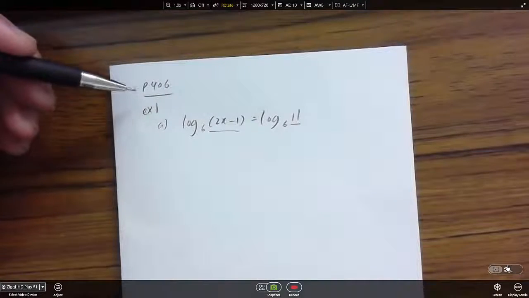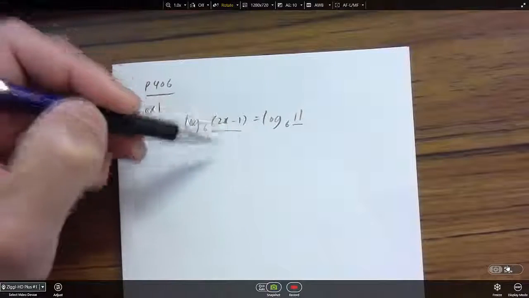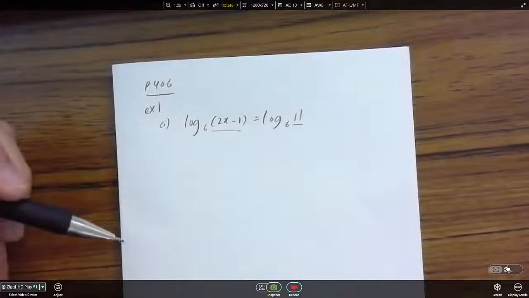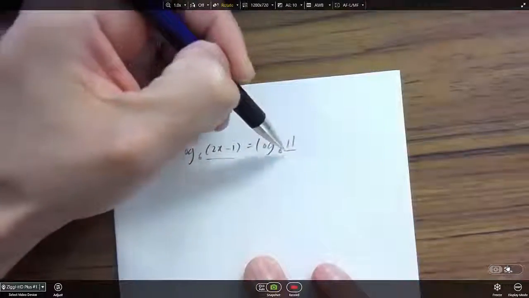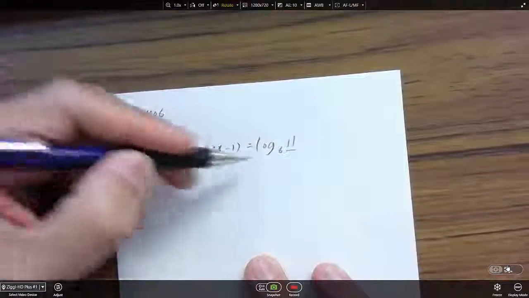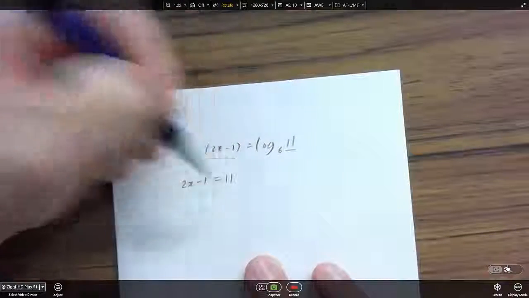Okay, we have this problem on page 406, example 1. We have log 6 something equals log 6 something. The fastest way to do this is to see the pattern. Something equals something, and we have the same base, we have the log, and so the answer is 2x minus 1 equals 11. That's great.